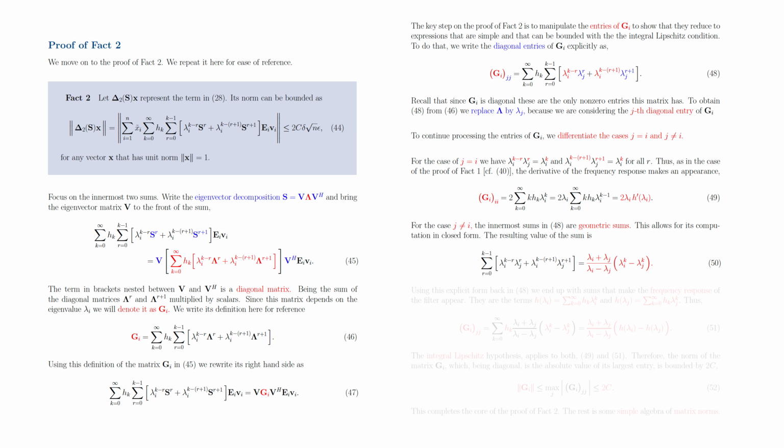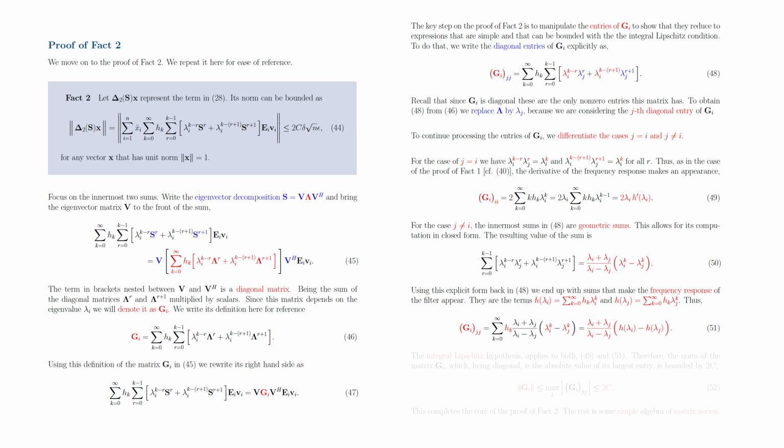For the case in which j and i are different, the innermost sums in 48, the ones that are over index r, are geometric sums. This allows for their computation in closed form. We show the resulting value of the sum in 50. You can compute these geometric sums on your own to verify that 50 is correct, or not even. It's not very relevant to understand the proof. What is relevant is to use the explicit form in 50 back in 48.